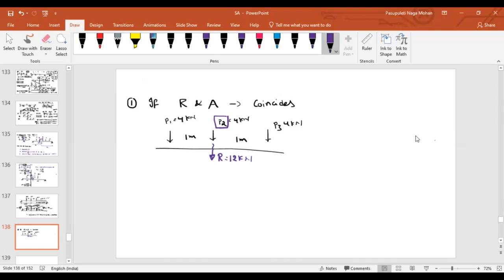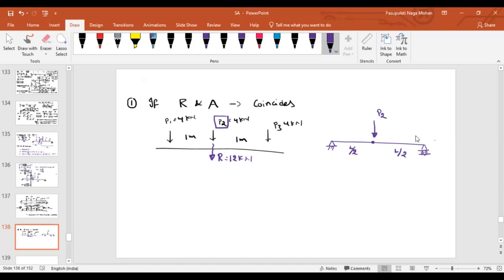Our load is set. What happens? The condition we discussed: we have to place the load in such a way that R and adjacent load should be equidistant from the centroid. If R and adjacent load both coincide, then at what point do we have to find the maximum bending moment? Exactly at the centroid, L by 2 and L by 2. The P2 should be placed on the centroid.